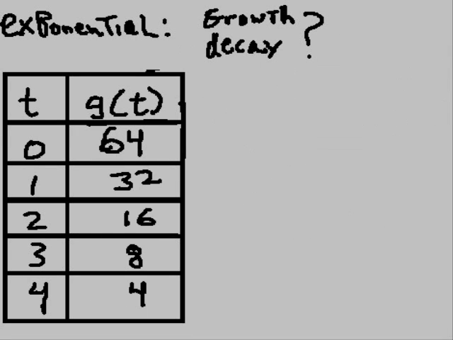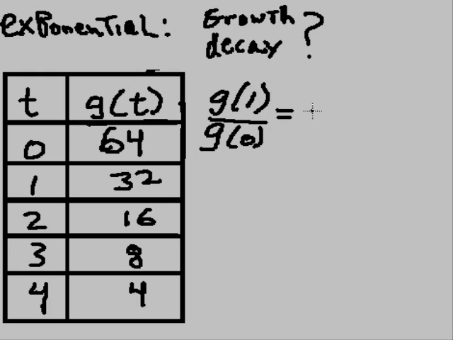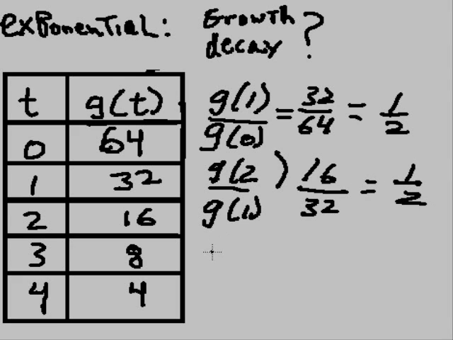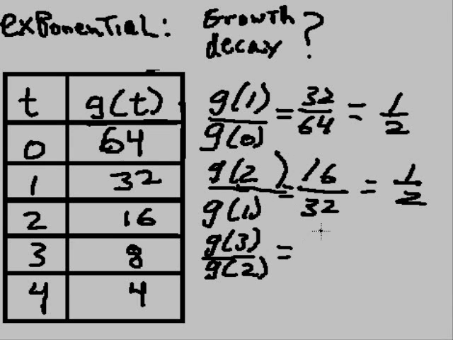Okay, on the last example, does this represent exponential growth or decay? Well, we find out. G of 1 over G of 0 is 32 over 64, which equals 1/2. The next one, G of 2 over G of 1, is 16 over 32, equal to 1/2. How about G of 3 over G of 2? That's 8 over 16, equal to 1/2.